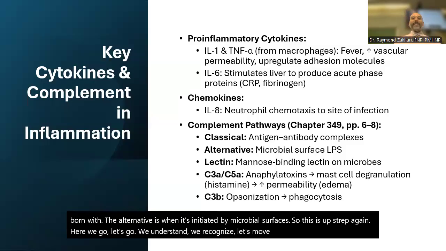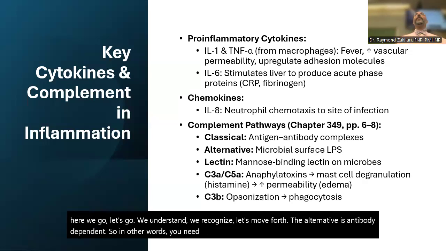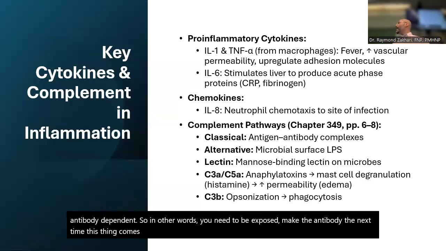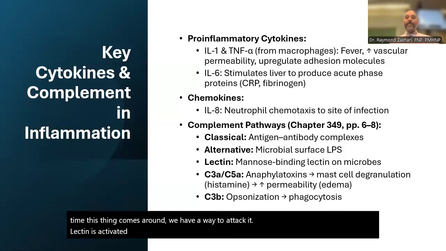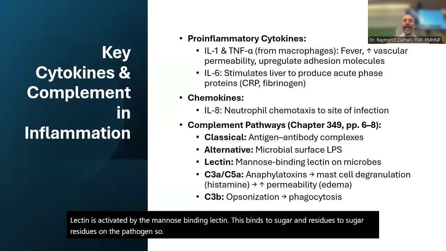The classical is antibody dependent. So in other words, you need to be exposed, make the antibody. The next time this thing comes around, we have a way to attack it. Lectin is activated by the mannose binding lectin. This binds to sugar residues on the pathogen. So it's a key complement protein.